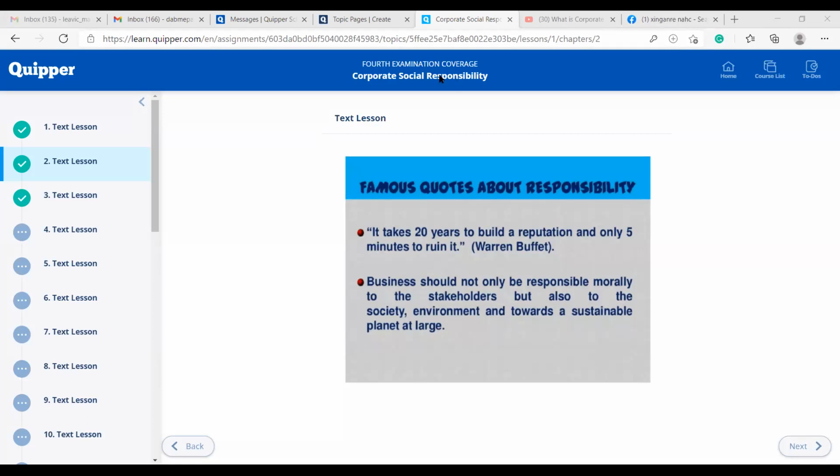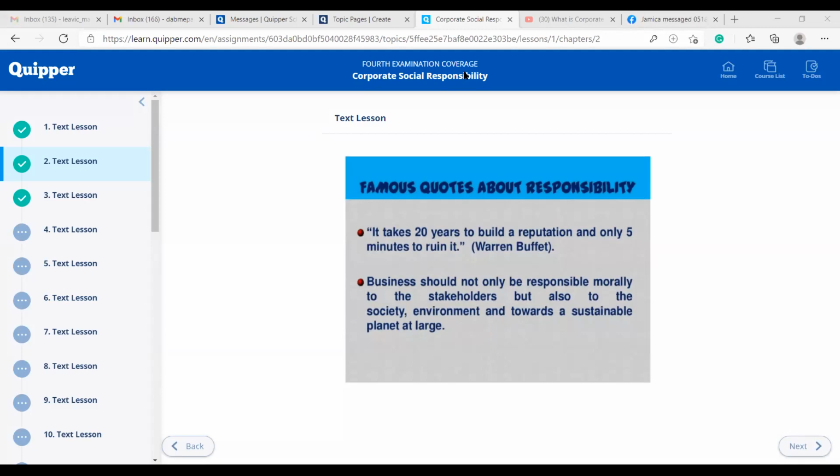Munang gamit kayo ning social responsibility, because again, when you create goodness to your society, when you bring back goodness to your society, then it will also come with you. No? So munang alagaan jud kaayo, dili kita mag buhat og butang makasira. So business should not only be responsible morally to the stakeholders, but also to the society, environment, and towards a sustainable planet at large.